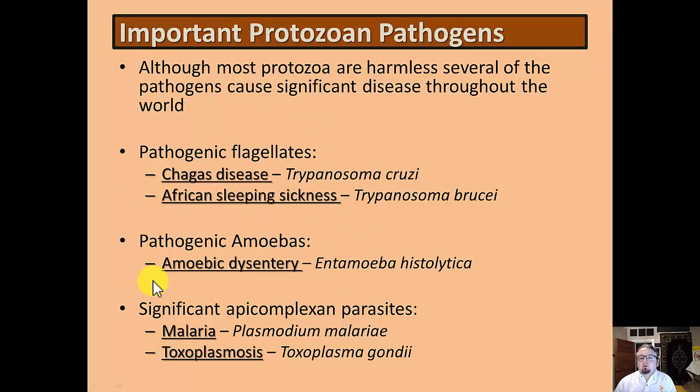On this slide, I've just got a couple examples of some important protozoa pathogens. We'll talk about these in the lab later on in the semester, so for now I'm not going to go into a lot of detail. Here are two examples of a pathogenic flagellate. One causes a disease called Chagas disease. Another is called African sleeping sickness. They're fairly different diseases, but they're both caused by a flagellated parasite called Trypanosoma. We'll actually look at a similar species of Trypanosoma, a cousin to these, in the microscope later in the semester in the lab. But these are examples of a pathogenic flagellate.